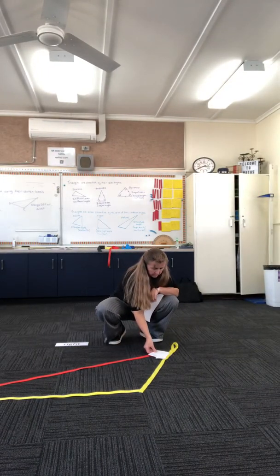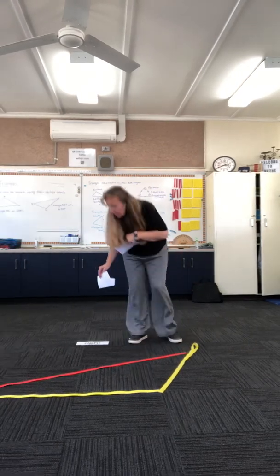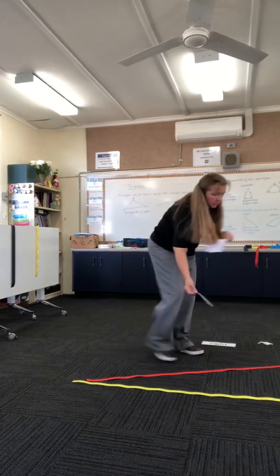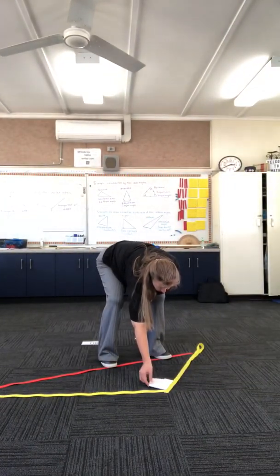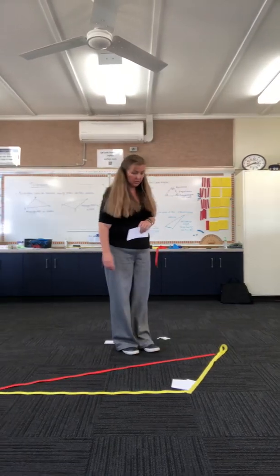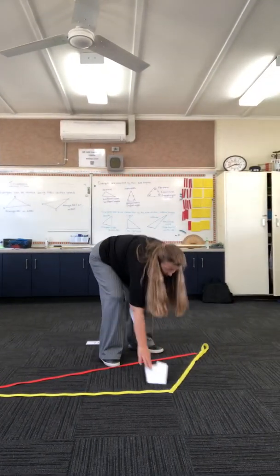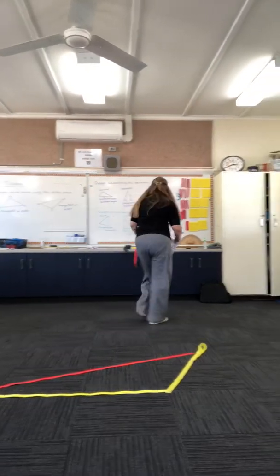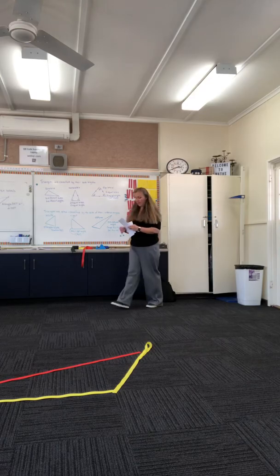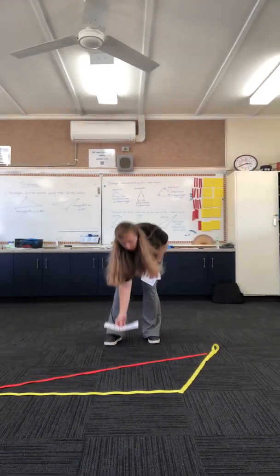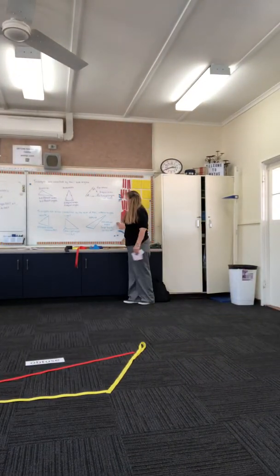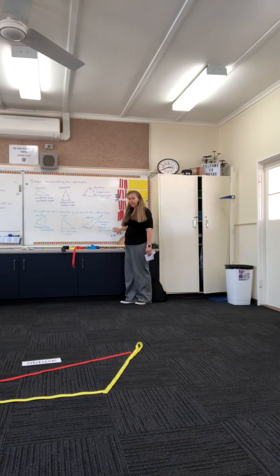Now I have one angle that is smaller than 90 degrees, another angle that is smaller than 90 degrees, and one angle which is much bigger than 90 degrees. So because I've got an angle that's bigger than 90 degrees, this is an obtuse angle. Because we have one obtuse angle, this is an obtuse triangle. So here we have one obtuse angle, which makes it larger than 90 but less than 180. We have an obtuse triangle.